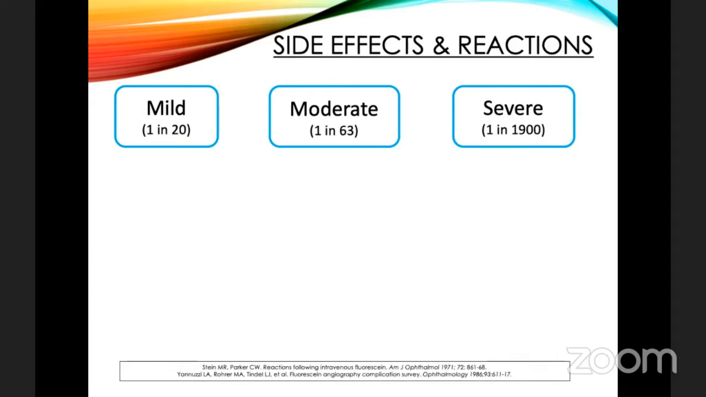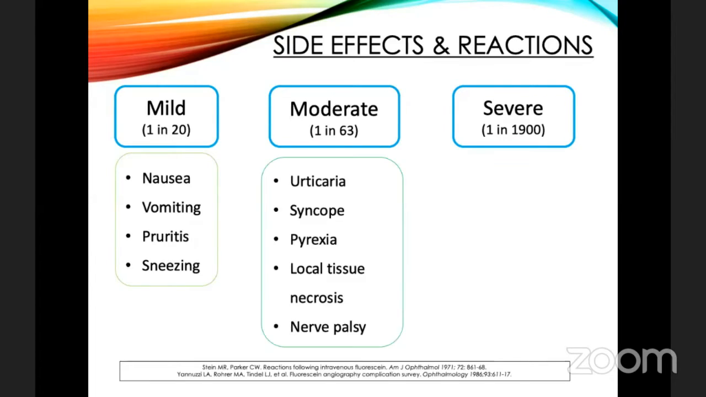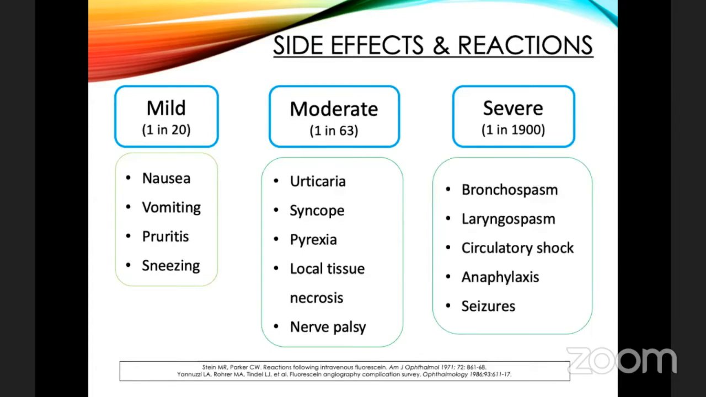At the time of injection, we should be aware of the side effects of the dye. They can range from mild to severe. Mild is simply nausea, vomiting, pruritus, and sneezing, which can be managed with antihistaminics. Moderate reactions are usually urticaria and other allergic reactions, which again need to be managed with antihistaminics and paracetamol. But we should be aware of severe allergic reactions, which can range from bronchospasm to seizures, and we should have a crash cart ready.